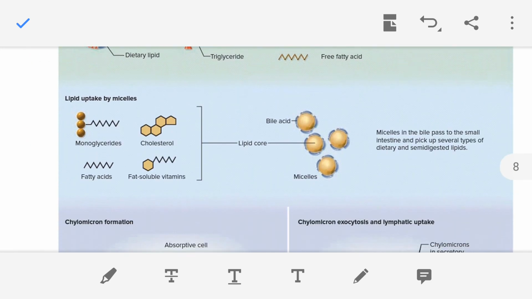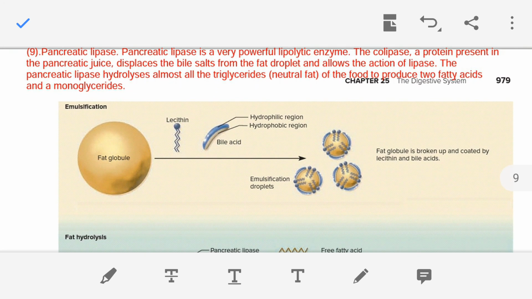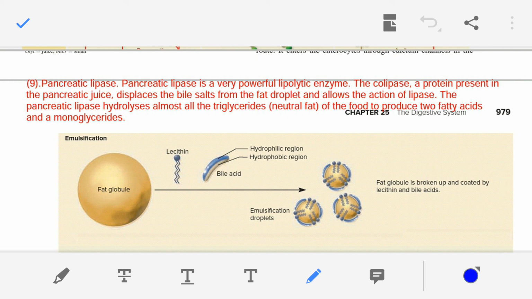Now moving on to the ninth point of our discussion: pancreatic lipase enzyme, the action of pancreatic lipase. How pancreatic lipase digests dietary fat. Pancreatic lipase is a very powerful lipolytic enzyme. And colipase, what is colipase? Colipase is a protein present in the pancreatic juice. What role does colipase play in fat digestion? This colipase displaces the bile salt from the smaller fat droplet.